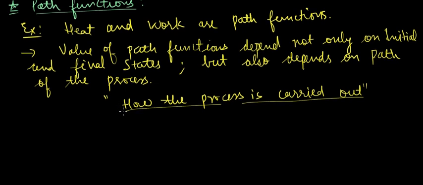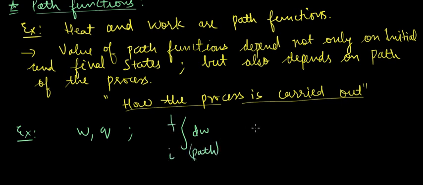Next, more examples of path functions. As we already know that W and Q are path functions, wherein we can write that the integral of dW from initial to final for a specific path would be equal to W, which would not be equal to delta W, which would not be equal to Vf minus Vi.